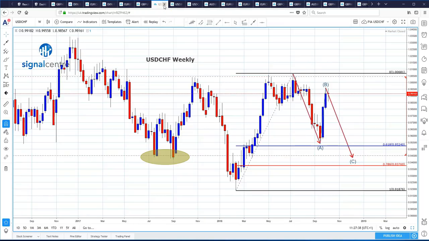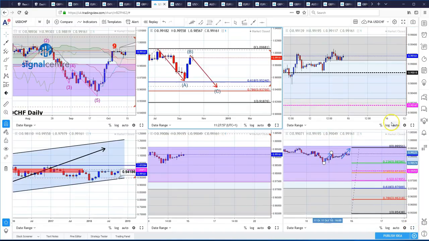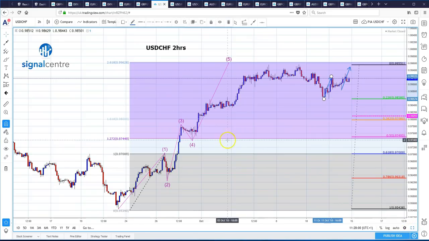Now, dollar Swiss, we spoke about this one quite in depth last week. This is what could potentially happen. We've had a doji style candle posted last week, which isn't favourable for price action. If we go to the shorter time frame, I'm going to show you the 2-hour chart. We can see a 5-wave impulse move to the upside, stalled just short of 261.8%. I think there's scope for some dollar buying at the beginning of next week.